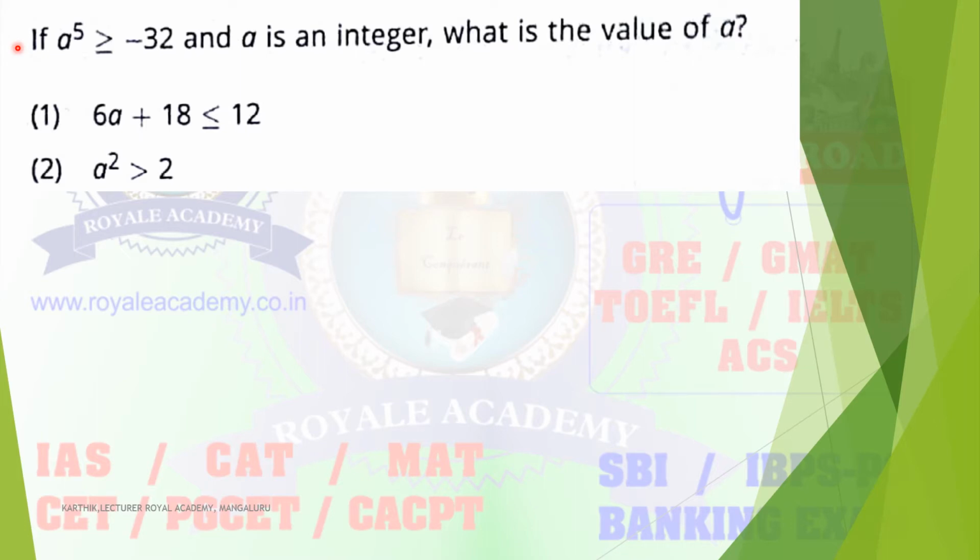So here, if a to the power of 5 is greater than or equal to minus 32 and a is an integer, what is the value of a? So find out the value of a. Here two statements are given. What is the first statement? 6a plus 18 is less than or equal to 12. And the second statement is a squared is greater than 2. So you have to find out from which statement you can answer the question.